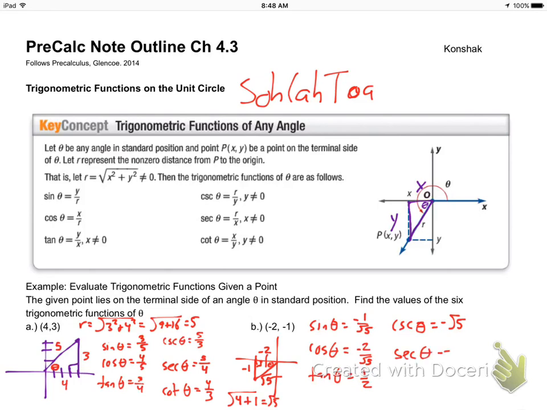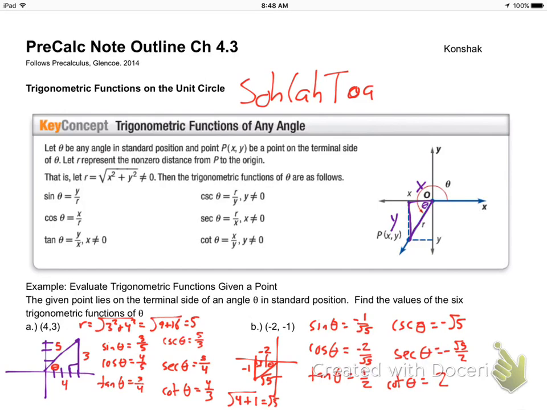Secant theta is equal to negative square root of 5 over 2. And cotangent theta is equal to 2. So it's not too bad when you are given a point that says that it's on the terminal side of an angle in standard position. Make a triangle, make your little diagram, connect it to the origin, put your theta in there, and then find it.